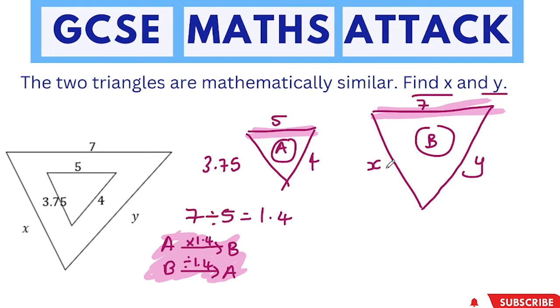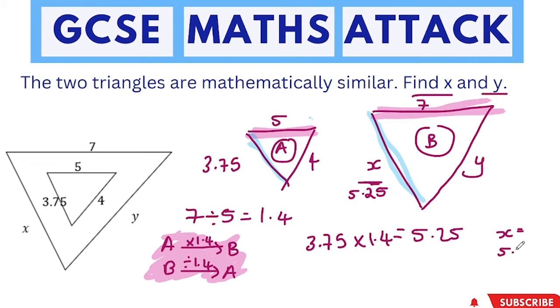Okay, so the first thing I need to do is work out the corresponding sides. If I want to work out side X, I'm going from shape A to shape B. Now, what's corresponding to X? I can see that this length over here, 3.75, is corresponding to this X over here. So I'm going to do 3.75 times 1.4, and if I do 3.75 times 1.4, I'm going to get 5.25. So length X is 5.25. So X equals 5.25.